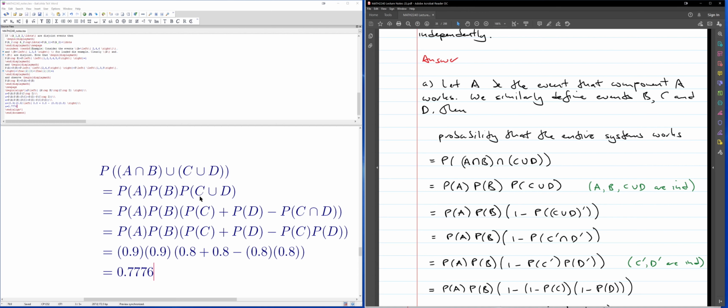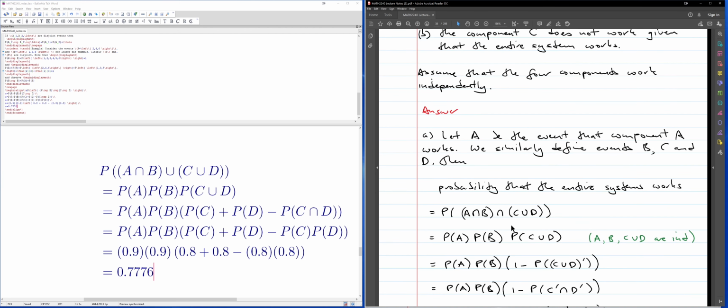The additive rule says the probability C union D is probability C plus probability D minus probability C intersect D. And for the probability C intersect D, given that C and D are independent, I can write this as a product of probability C and probability D. The goal here, notice this expansion, was to get down to an expression where this is just the probability of each of the individual events. I have no intersections or unions or anything. These are all given to me in the question.